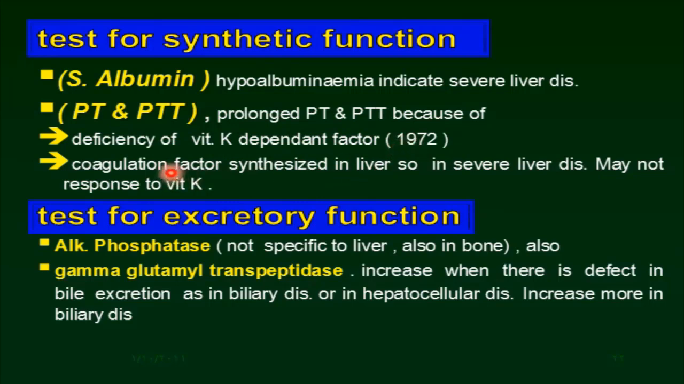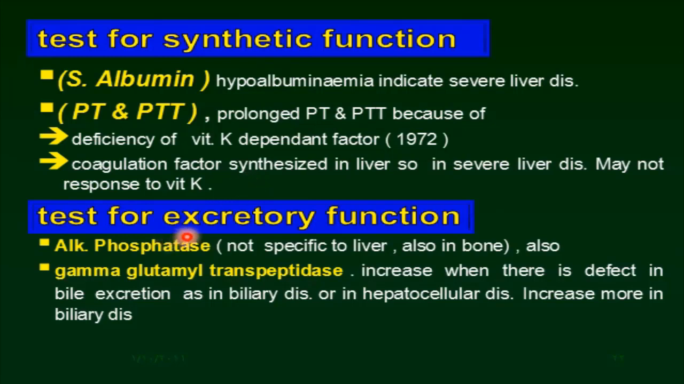Also, all the coagulation factors are synthesized in the liver, except factor 8, which may be synthesized in the liver and in other places. So in severe liver disease, there is also a prolongation of PT and PTT because of deficiency of the coagulation factors.